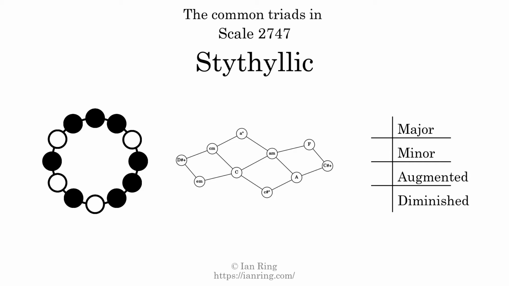The diagram in the center is a graph of parsimonious voice leading between triads. There are 3 major triads. There are 3 minor triads. There are 2 augmented triads. There are 2 diminished triads. Here is a Hamiltonian path of parsimonious voice leading that uses all the triads.